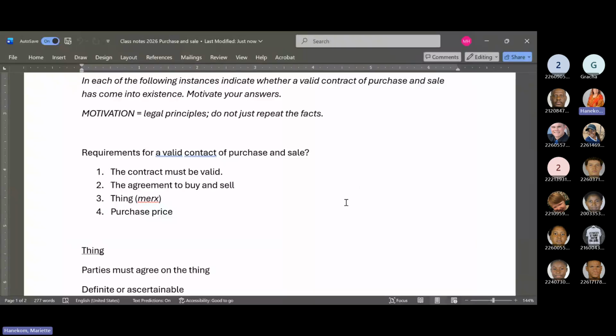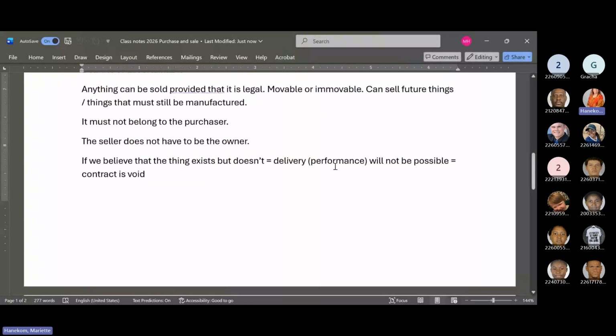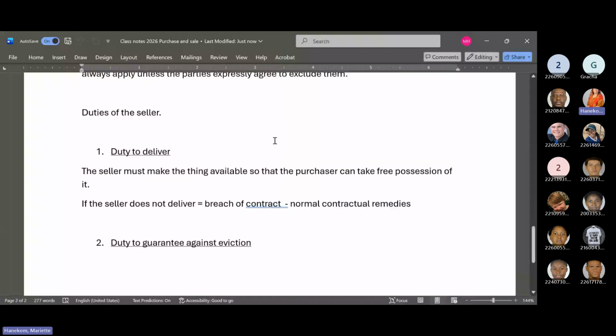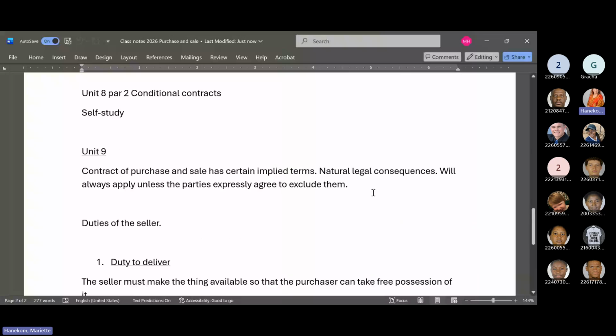If you have a contract of purchase and sale, because it is a contract of purchase and sale, there are certain implied terms that will always apply because it's purchase and sale. Doesn't matter whether you're buying a loaf of bread or whether you're buying a house for $3 million or a car for 300,000. These provisions will always apply because it is purchase and sale. If you don't want them to apply, you have to expressly exclude them.